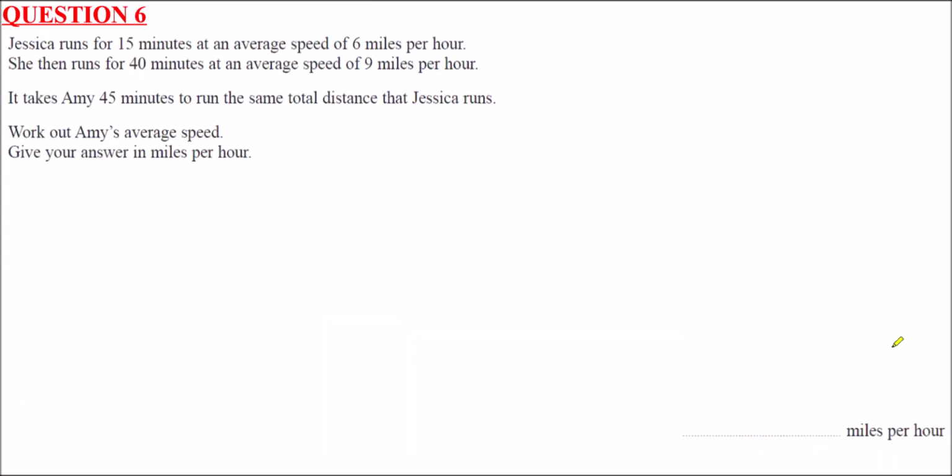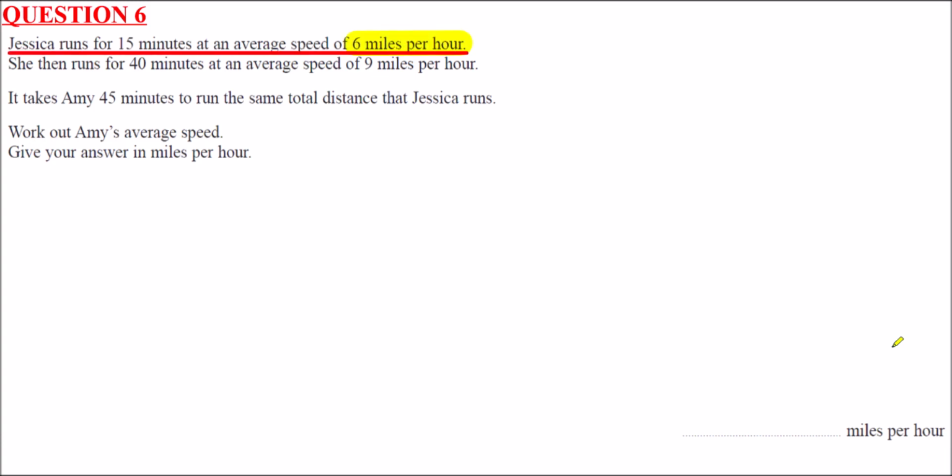Question 6. Jessica runs for 15 minutes at an average speed of 6 miles per hour. She then runs for 40 minutes at an average speed of 9 miles per hour. It takes Amy, presumably one of her friends or rivals, who knows, 45 minutes to run the same total distance that Jessica runs. Work out Amy's average speed, give your answer in miles per hour.